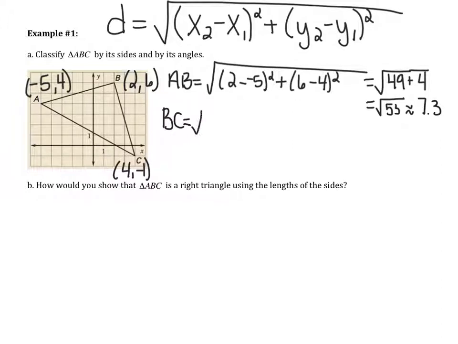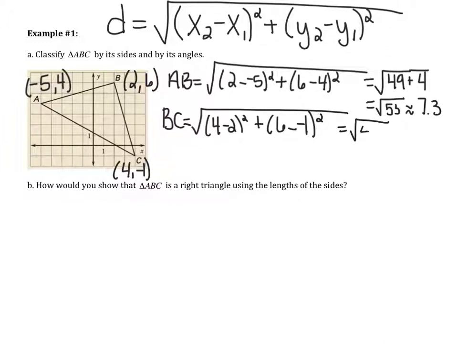So again, I'm going to draw my nice big square root, subtract the x's. Let's start with that: 4 minus 2 squared plus 6 minus -1 squared. And 4 minus 2 is 2. 2 squared is 4. 6 minus -1 would be plus 1, so 7 squared is 49. And so once again, I get the square root of 53, which is about 7.3.